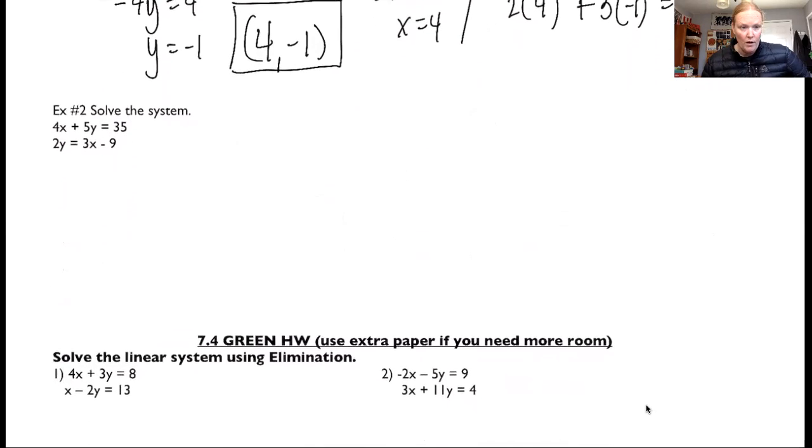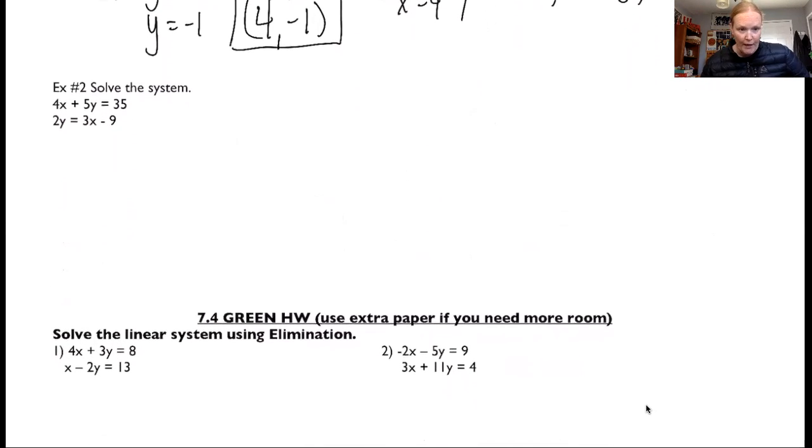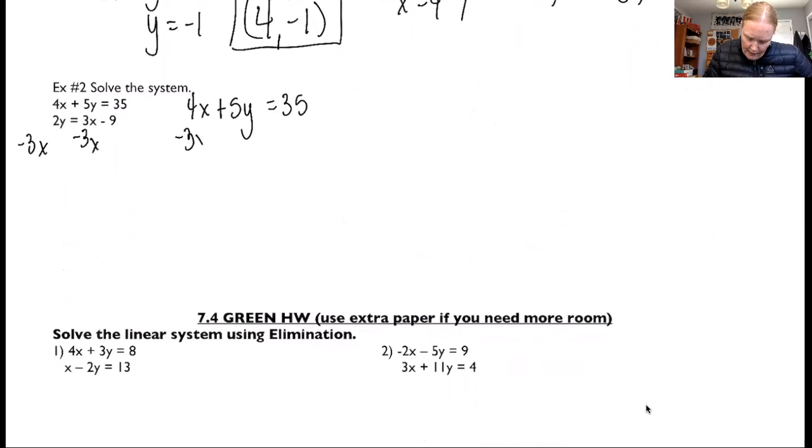And notice in this one, they're also not in standard form. So just remember, get them in standard form. I'm going to subtract 3x from both sides here, minus 3x. I'm going to write them to the side. I was just trying to think about my organization. I get 4x plus 5y equals 35. And now I have my new equation, negative 3x plus 2y equals negative 9. So be careful. There's that negative with the 9.